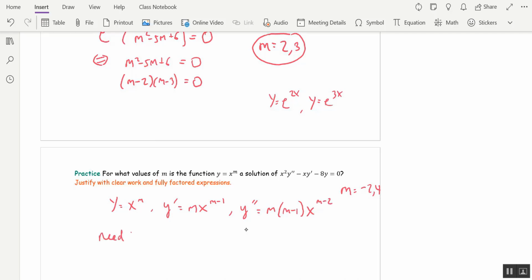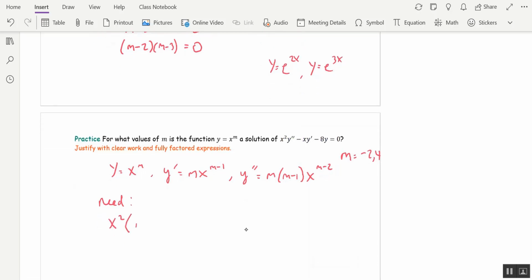I still need this equation to be true. So that's x squared, and then in place of y double prime, I'm going to put m times m minus 1 x to the m minus 2, and then minus x, and in place of y prime, I put m x to the m minus 1, and then minus 8x to the m. That should be 0 for all x.